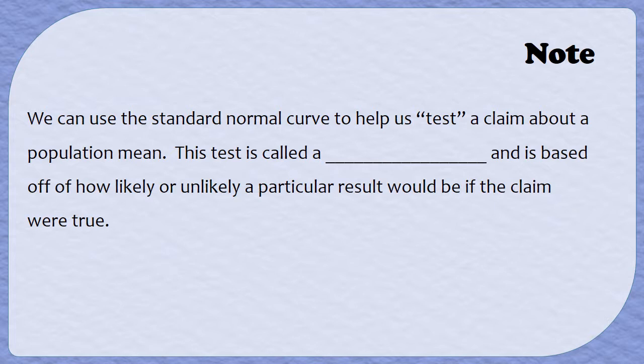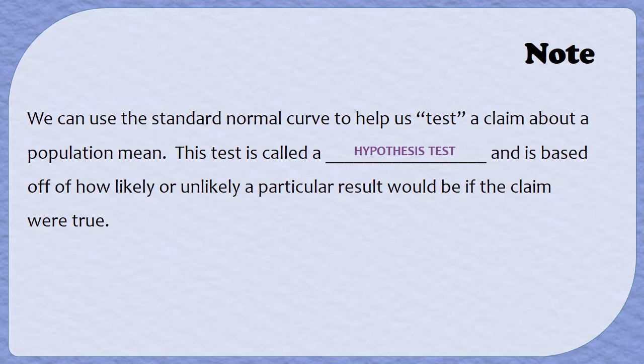Now, we've been using the central limit theorem and the standard normal curve to help us do some analysis, like creating a confidence interval for population mean. This new way that we're going to use these techniques is to help us to test a claim about a population mean. This type of test is called a hypothesis test, and it's going to be based off of how likely or unlikely a certain result is if that claim were to be true.